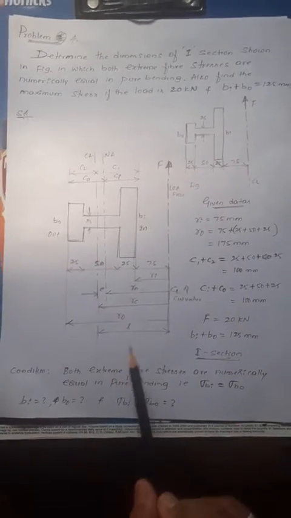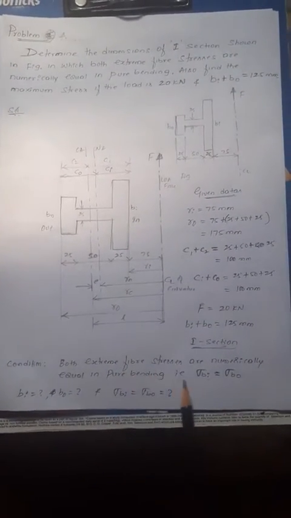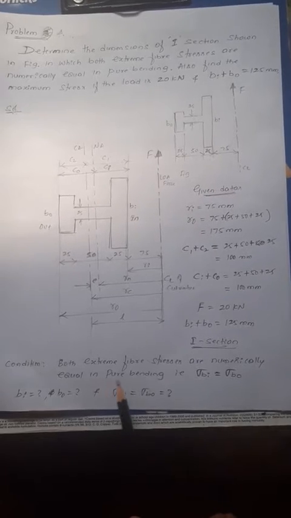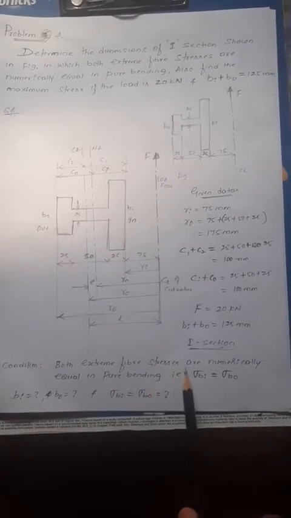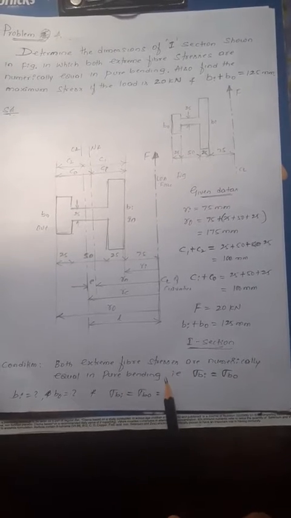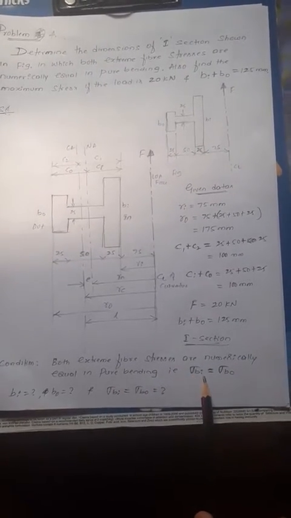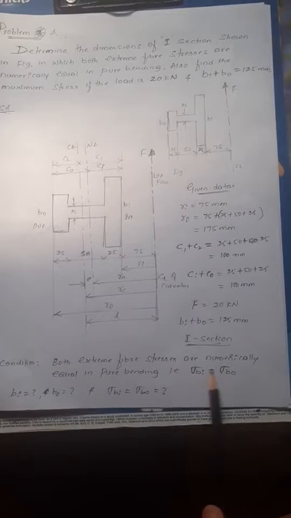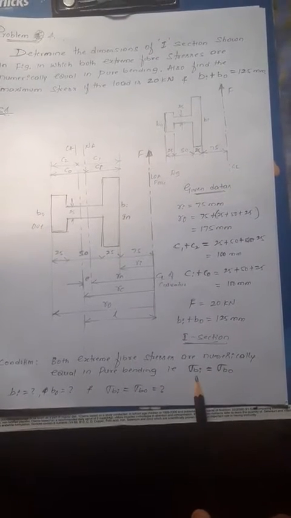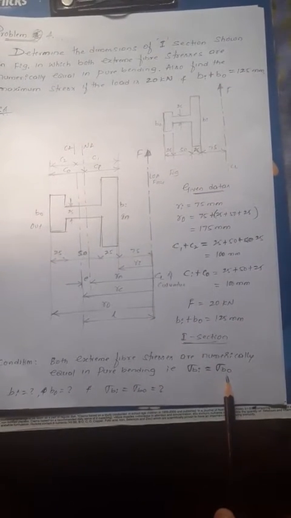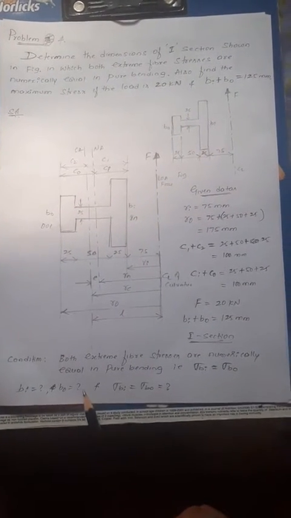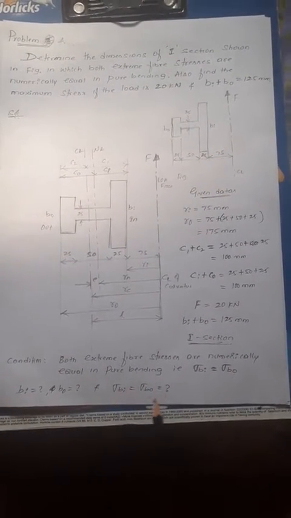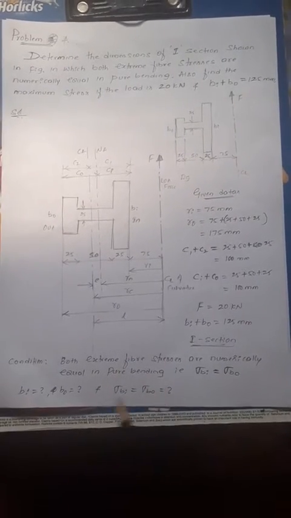One more condition: both extreme fiber stresses are numerically equal in pure bending. What does it mean? Due to pure bending, the stresses are the same at the inner fiber and outer fiber. What type of stresses? Bending stresses. The bending stress in the inner fiber is equal to the bending stress at the outer fiber. Our aim is to determine Bi and B0 and also the stresses induced at the inner and outer fiber.